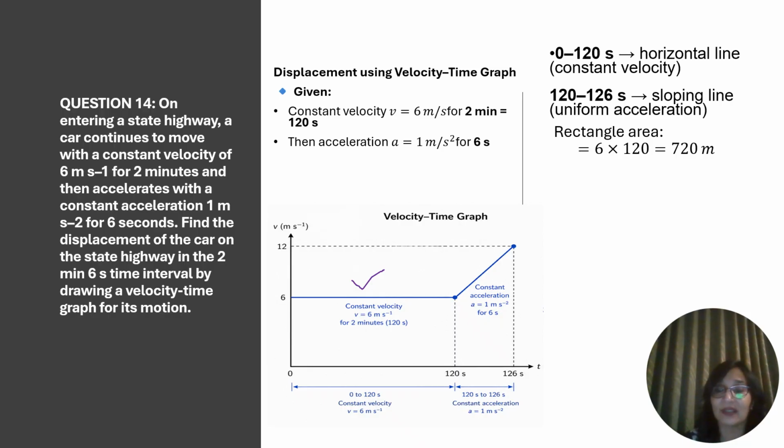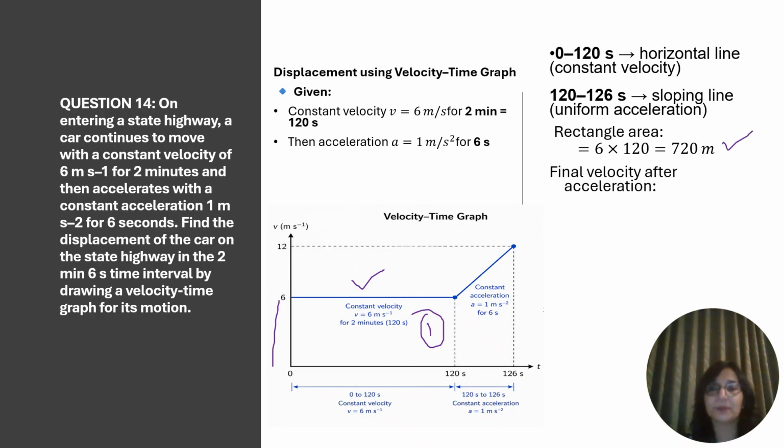It is the area of a rectangle, because we have to find the distance, so the area under the graph. The first graph is this one, a rectangle, okay? So it is length into breadth. What is the length here? If you see, it is 6. And what is the breadth here? 0 to 120, that is 120. So 6 into 120 will give you 720 meter.